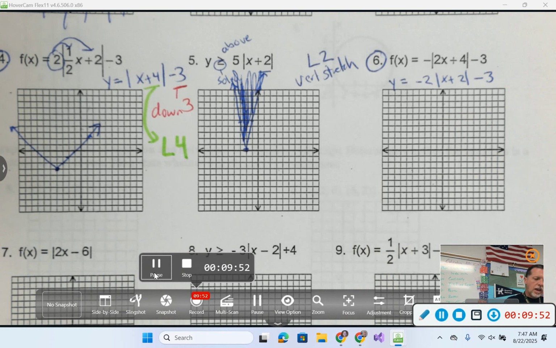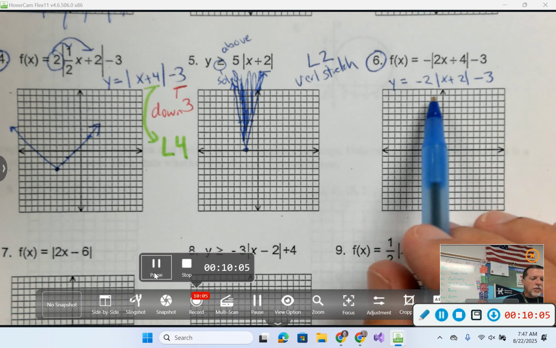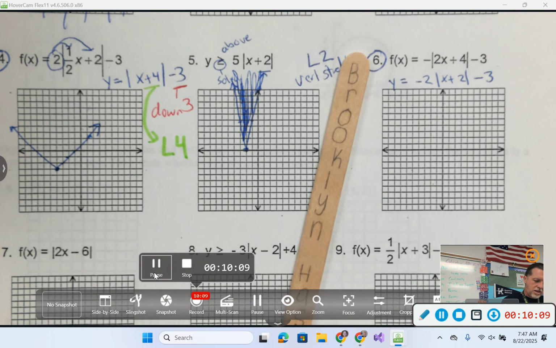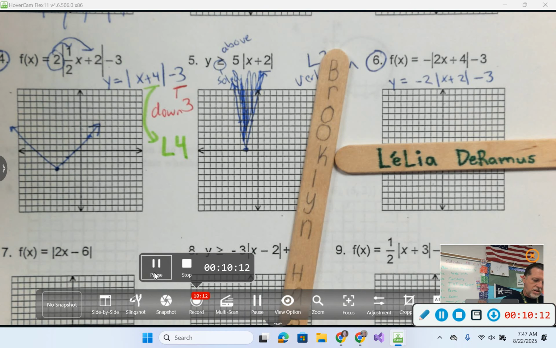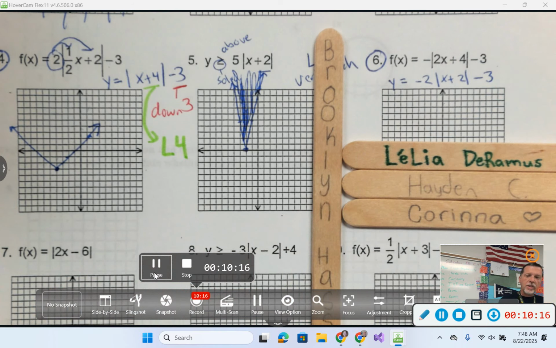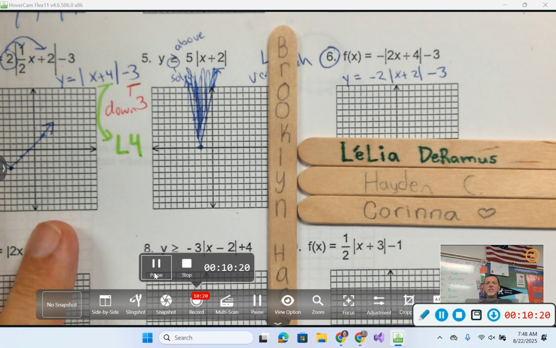Let's see. How many, oh goodness, this is a good one. How many popsicle sticks should I draw for this one? How many transformations have there been? 3. I would hear the argument for 3, but I would rather say 4. So when we get to Corinna, we'll see if there's one left, or if we get to all 4 before then. Brooklyn, start us off.